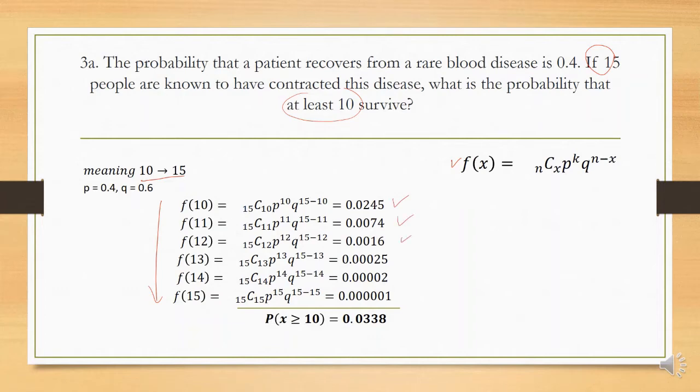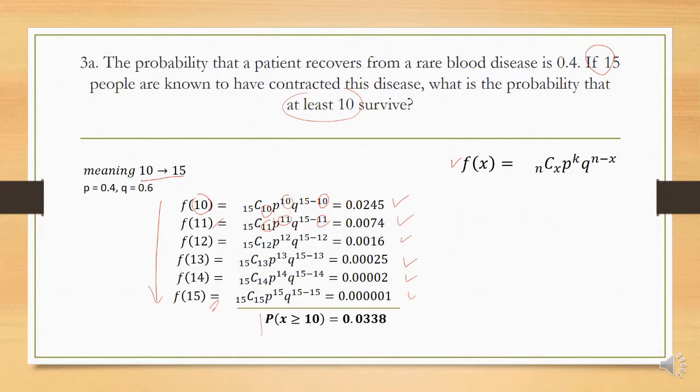Isa-isahin natin yung mga functions natin. So, kung f of 10 yan, susundan mo yung x dito na 10. Okay? Ang k natin ay 10, no? Or x, I mean. And then, this one is also 10. So, for 11, yun lang ang pinapalitan natin. C11, P11, and then 15 minus 11, etc. hanggang mabuo natin hanggang 15.